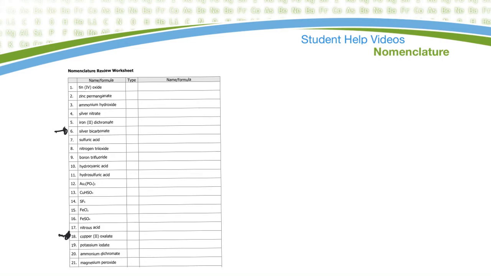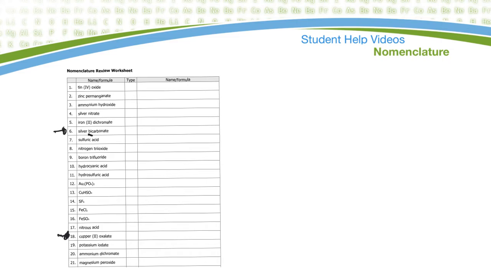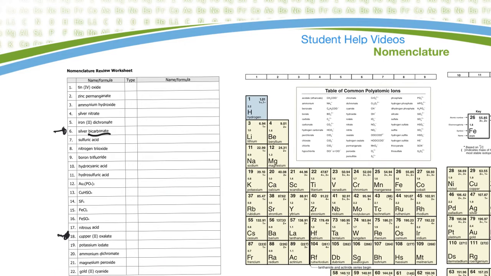All right, here's a couple of naming questions from the worksheet. The first one is silver bicarbonate. Bicarbonate, I would think, would be in the chart down here, but you look and there's no bicarbonate. I see carbonate and hydrogen carbonate. Actually, bicarbonate and hydrogen carbonate are the same, just named differently. So this one, I probably should have written as silver hydrogen carbonate.